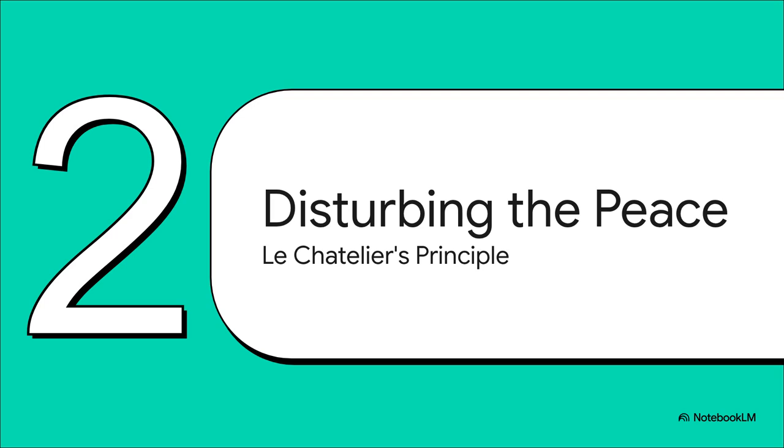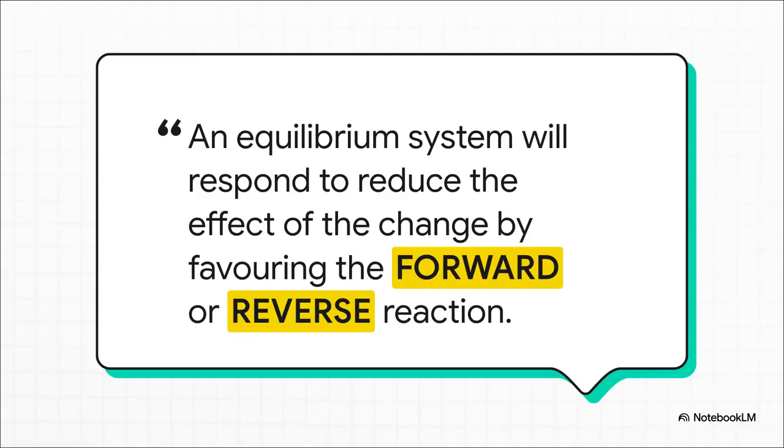Okay, so we have this perfect balanced tug of war. But what happens if we mess with it? What if we push it? This is where a super important rule of chemistry comes in to tell us exactly how the system is going to fight back. And this is it. Le Chatelier's principle. You can think of this as the system's own personal rule book for dealing with stress. You push, it pushes back. You pull, it pulls back. It will always shift to try and undo whatever you just did to it.